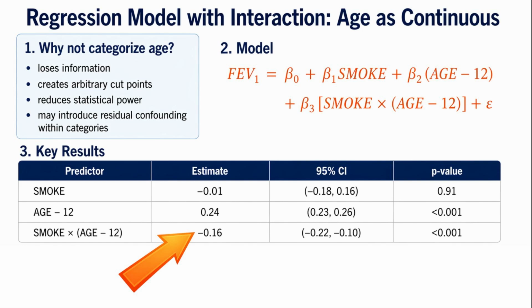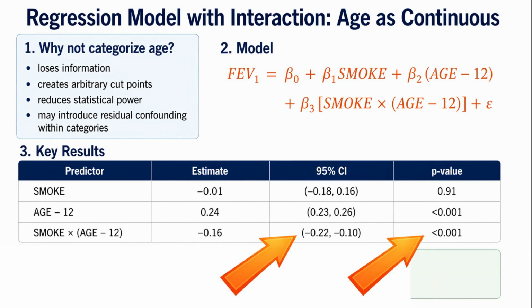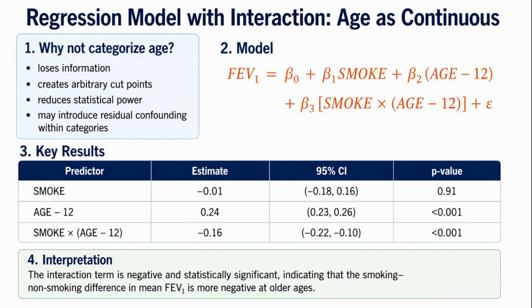The interaction term is negative and statistically significant. This indicates that the difference in mean FEV₁ between smokers and non-smokers becomes more negative with increasing age. This result is consistent with the pattern observed when age was modeled as a 4-level categorical variable, but the regression approach additionally quantifies how this difference varies across age.